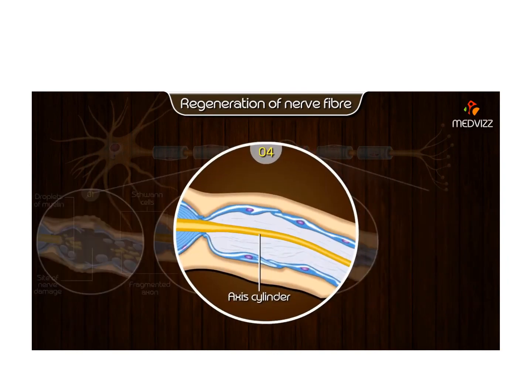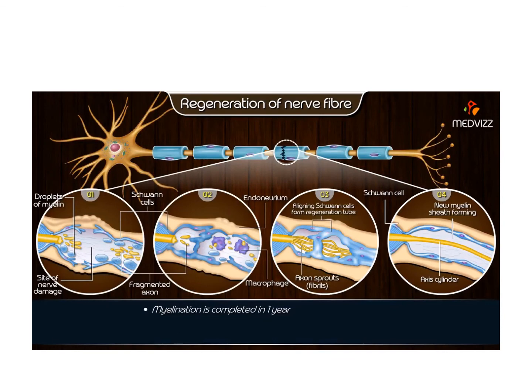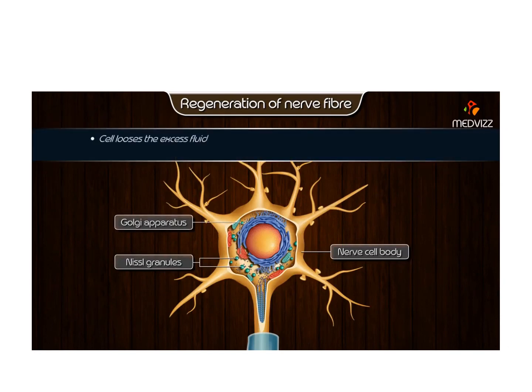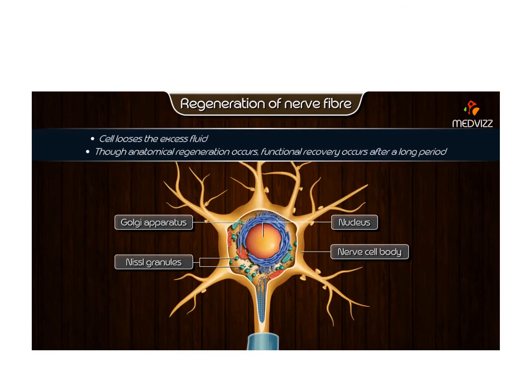Axis cylinder is fully established inside the neurolemmal tube. These processes are completed in about 3 months after injury. Myelin sheath is formed by Schwann cells slowly. Myelination is completed in 1 year. Diameter of the nerve fiber gradually increases. However, the degenerated nerve fiber obtains only 80% of original diameter. Newly formed internodes are also shorter than the original ones. In the nerve cell body, first the Nissl granules appear, followed by Golgi apparatus. Cell loses the excess fluid. The nucleus occupies the central portion. Though anatomical regeneration occurs in the nerve, functional recovery occurs after a long period.